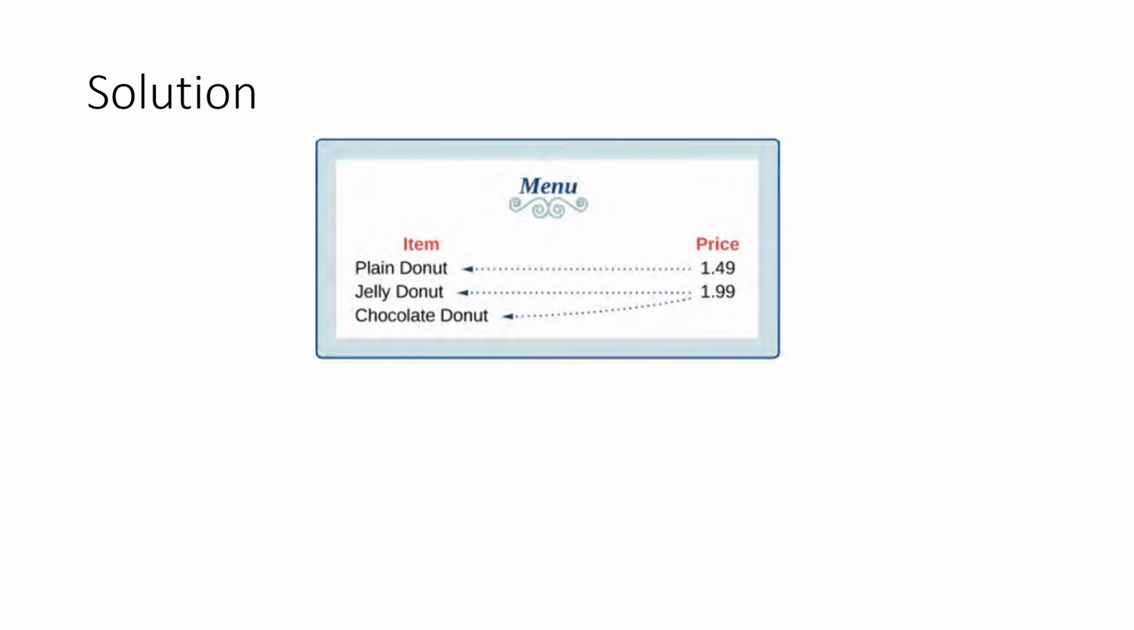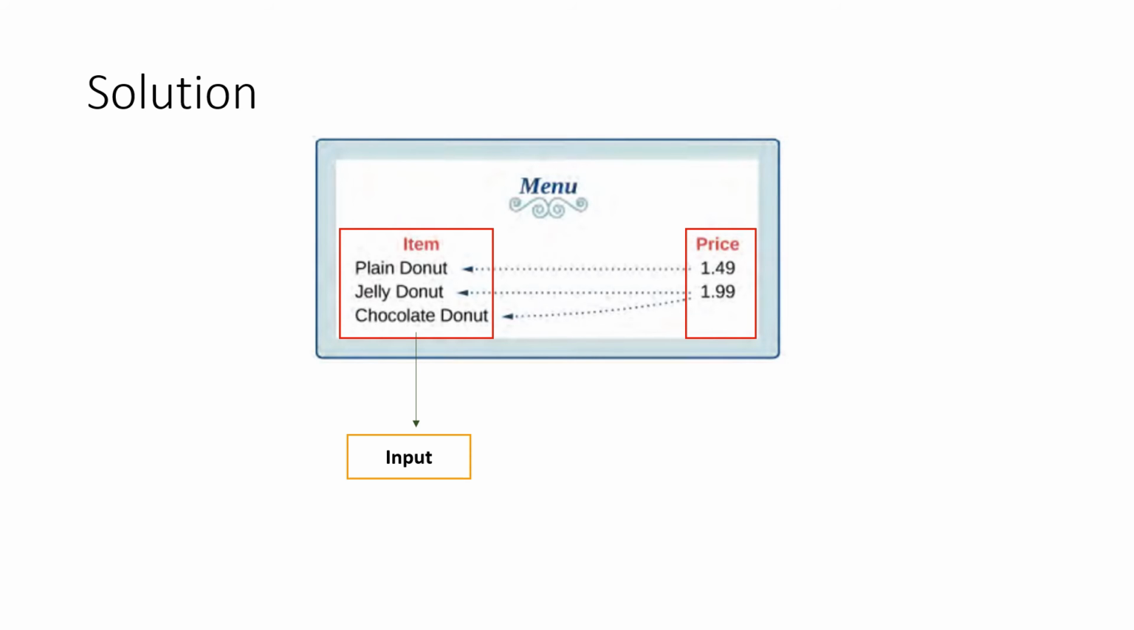Now for number 2. Now the plain donut. So the question is, is the item a function of the price? So how can we answer this one? Again, first, we have to take note that the set of items is the input, or the set of input values or input items, while the price list is the set of output.